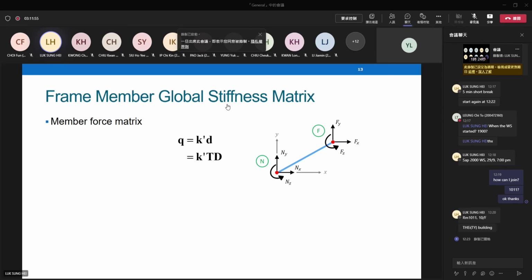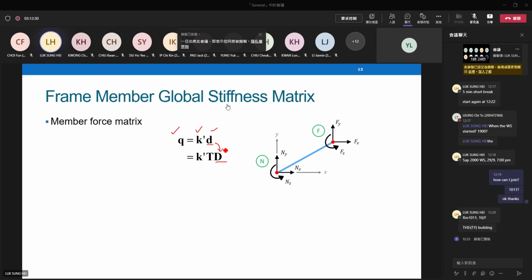Start from this equation, our local force-displacement relationship. Local force equals the local member matrix times the local displacement vector. The local displacement vector can be expressed in terms of the global displacement, big D, where big D means global, through a transformation matrix we derived in the previous sections. So on the right-hand side, we successfully convert local displacement to global.